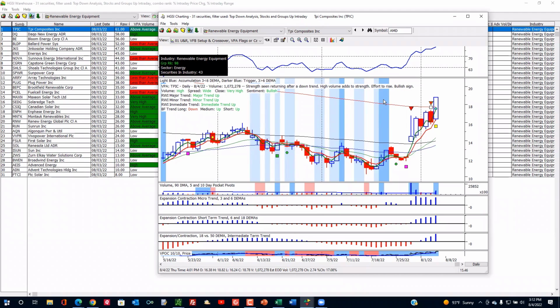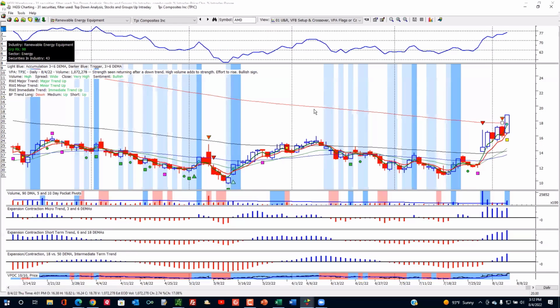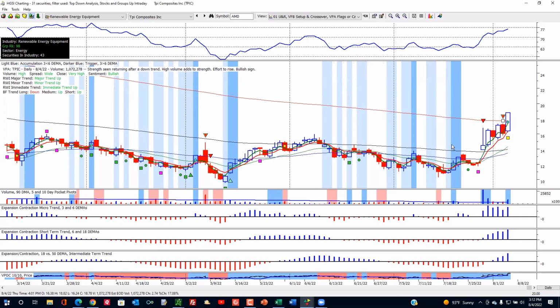But putting it in perspective, these moving averages, let me make this full screen, the 200, the 100, the 50, and the 18, these were all down. And the 3 did go above the 6, but the other moving averages were down. And you can see it in these histograms. That means you're fighting the tide here.